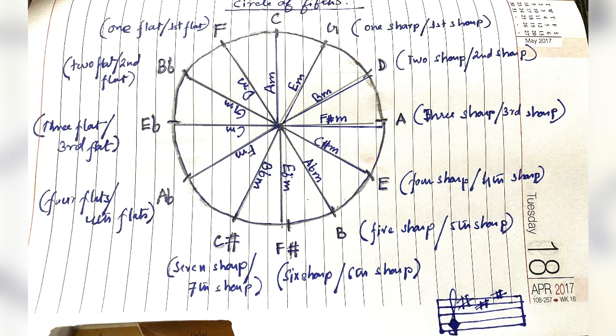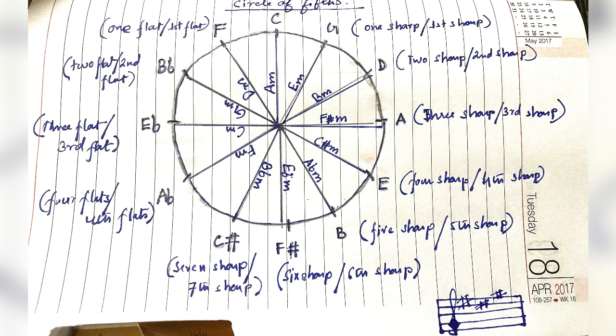So the circle of fifths is, see, you can take it like a clock. This is a clock, and in the clock where you have the 12 number at the top, we have the C.